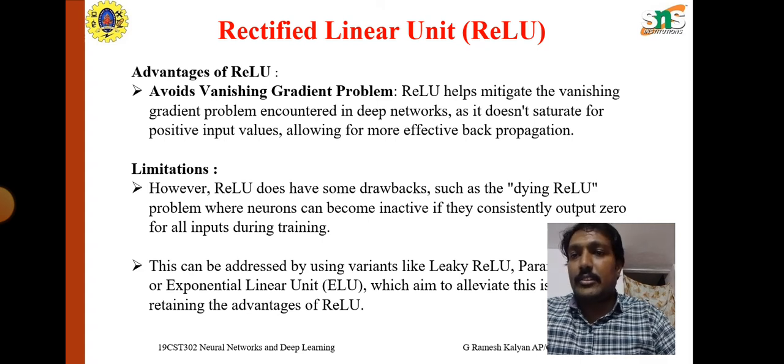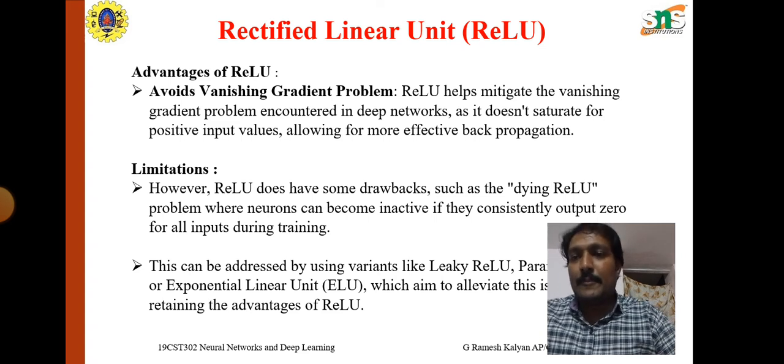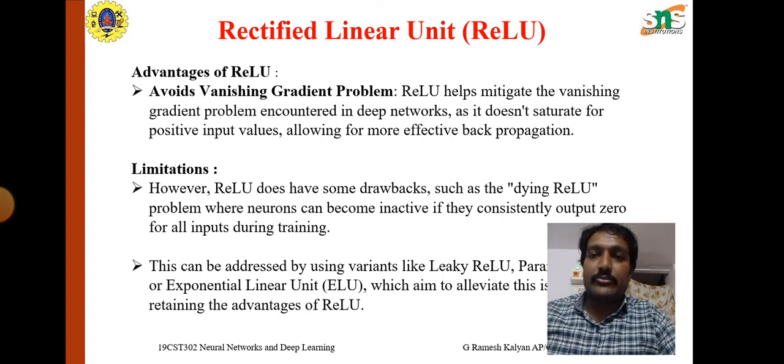However, rectified linear unit does have some drawbacks, which are some of its limitations. That is the dying ReLU problem, in which neurons can become inactive if they consistently output 0 for all the inputs during the training process. This is one of the limitations. The second one is addressed by using variants like leaky rectified linear unit, parametric ReLU, and exponential linear unit, ELU, which aim to alleviate this.